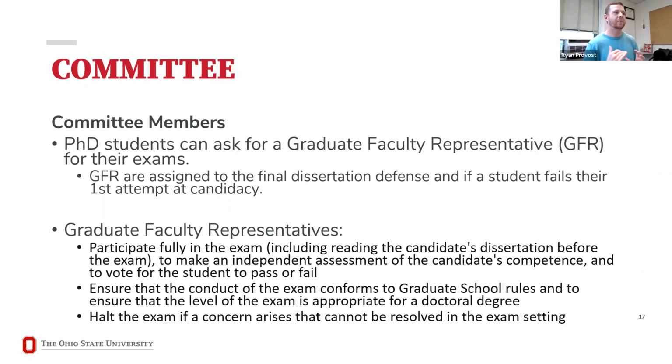Graduate faculty representatives participate fully in the exam process if they're assigned to you, including reading your dissertation before your exam, and they make an independent assessment of your competence and vote. They have a vote on if you pass or fail, just like anyone else on your committee. They're there to make sure that grad school rules are followed and that everything is being administered fairly. And if there are any concerns that arise during the exam, they can halt the exam to make sure that can be resolved.